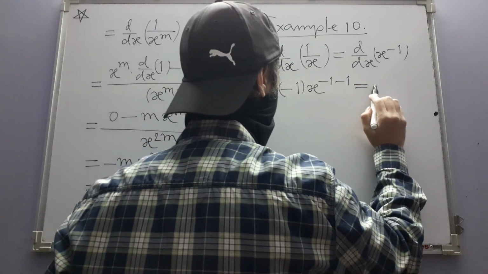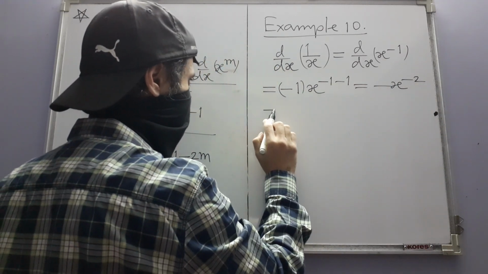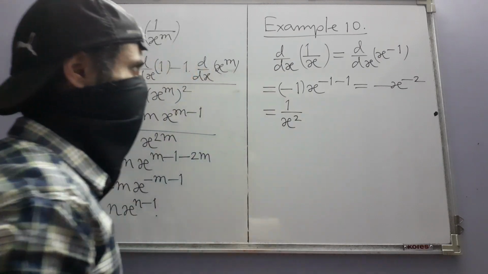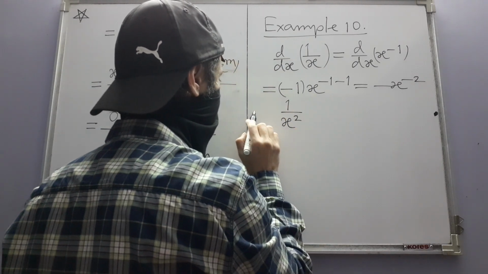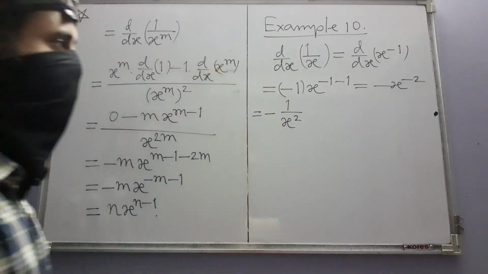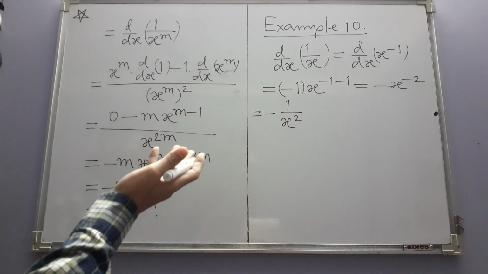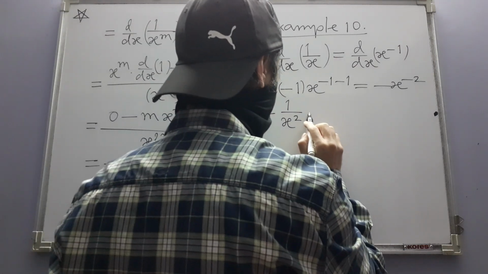So it will be minus x to the power minus 2. So which is this. Oh, sorry, there will be a minus sign. Minus 1 over x square. And of course, it's understood that here x is non-zero. We are not just mentioning that.